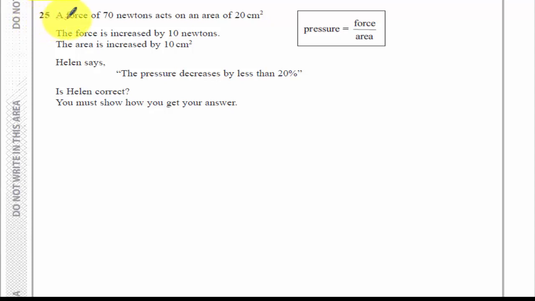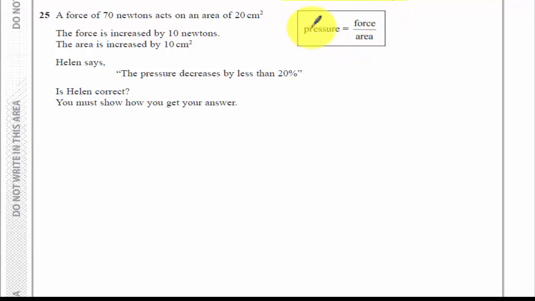Question 25. A force of 70 newtons acts on an area of 20 centimeters squared. The force is increased by 10 newtons, the area is increased by 10 centimeters squared. Helen says the pressure decreases by less than 20%. Is Helen correct?